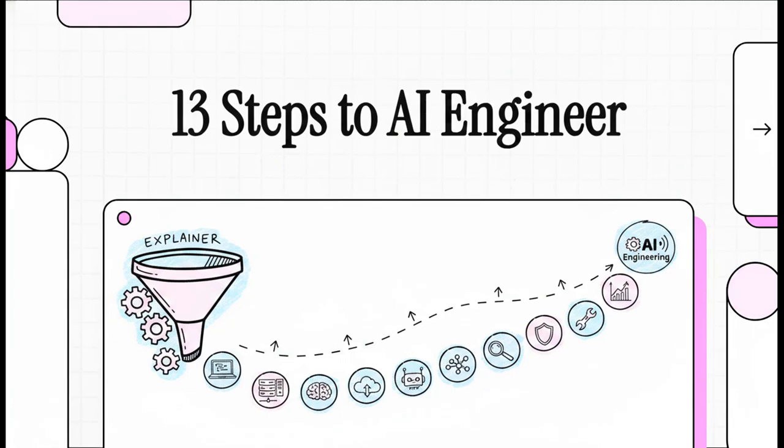Welcome to the Explainer. So today we are decoding something incredibly exciting and super practical. We're looking at the ultimate 13-step roadmap to transitioning into the incredibly high-demand field of AI engineering by 2026. If you've been sitting there wondering how to move past just casually messing around with AI tools and actually start building real enterprise-grade applications with them, well, you are in exactly the right place.